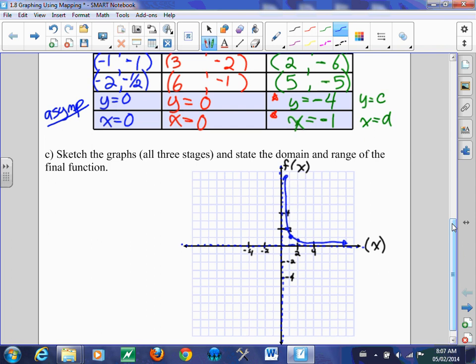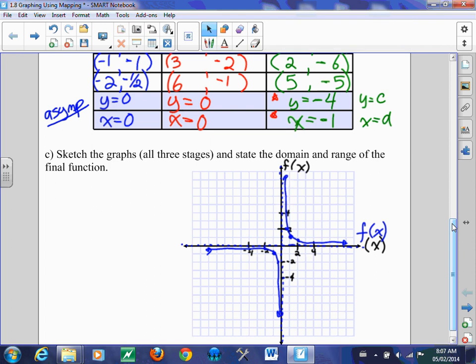Now, we also have work to do in quadrant 3. So we take a look, and we've got negative 1, negative 1; negative 2, negative 1/2; and negative 1/2, negative 2. Everybody good with that? All right. That's stage 1. So that's really what we call f of x in the blue.